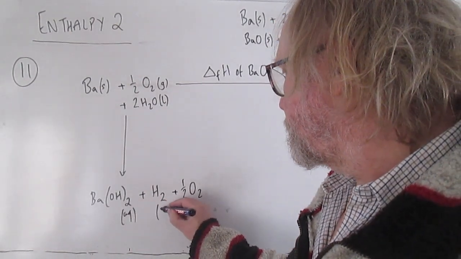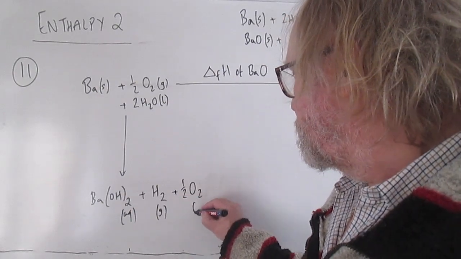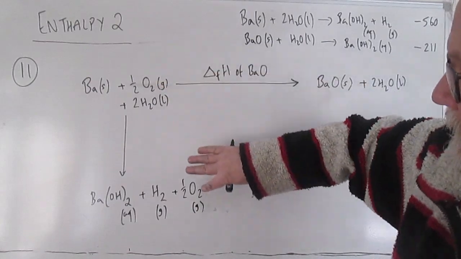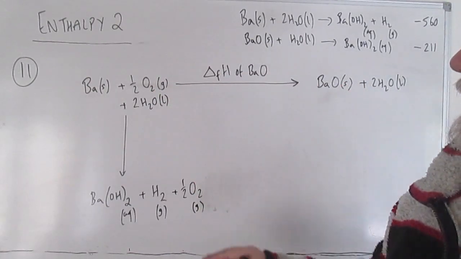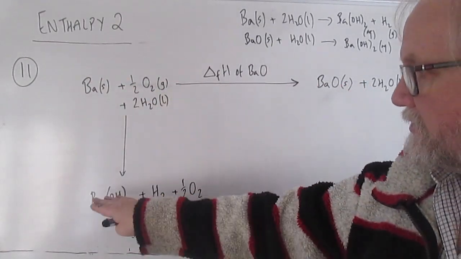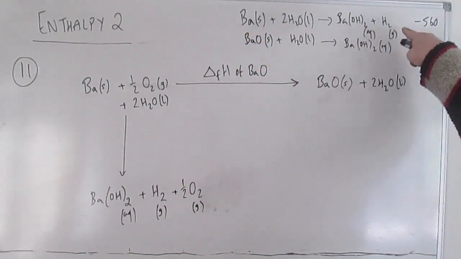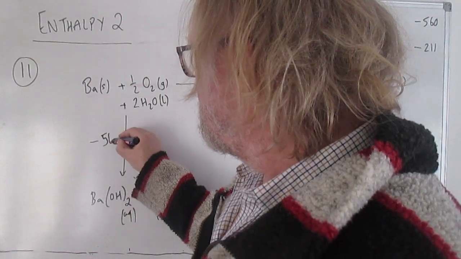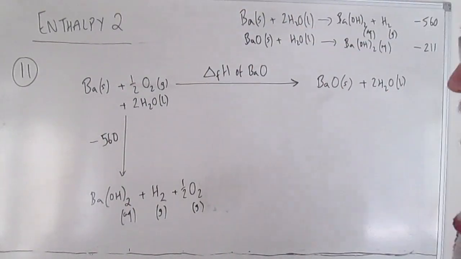So the actual reaction there doesn't involve the oxygen, so you just ignore that because it's unchanged, and you have barium plus two waters goes to barium hydroxide plus hydrogen, so that's this one, and therefore delta H is minus 560 going across here.